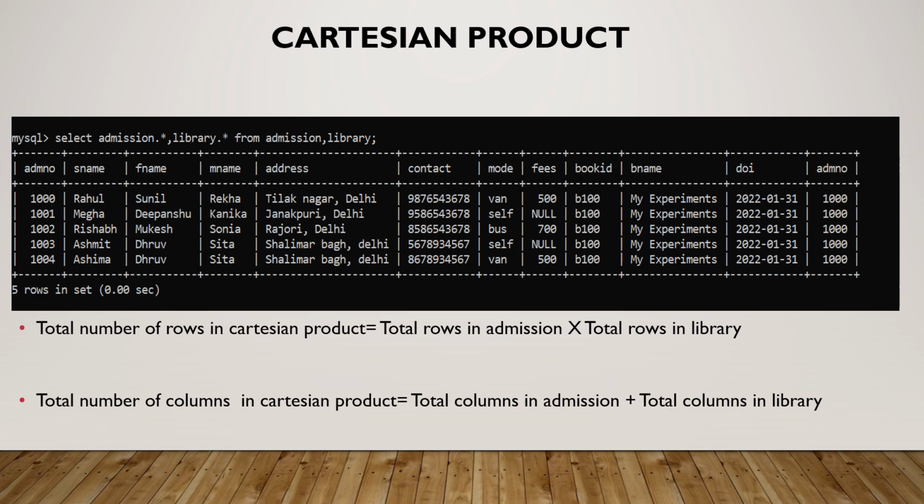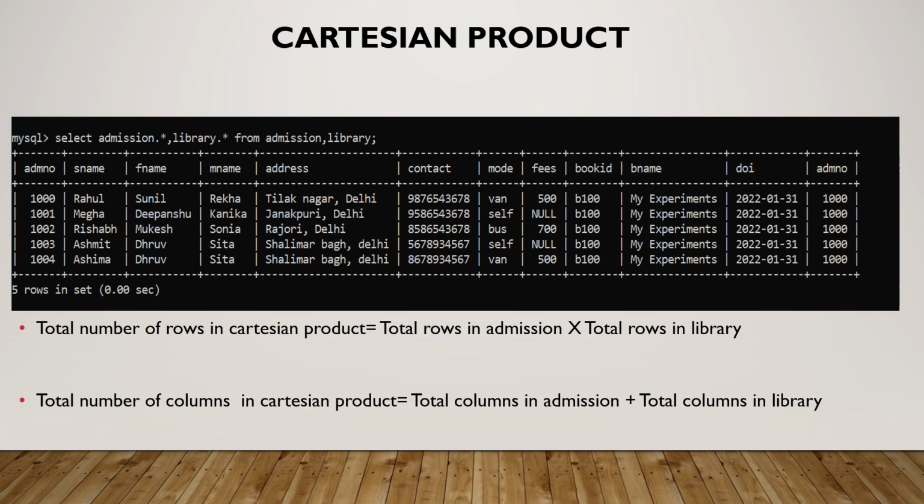Select the name of the table, dot star, please observe the dot operator carefully, comma, library dot star from admission, comma, library. After from, the names of both the tables will come. After select, we are writing admission dot star, library dot star, which is telling that all the fields of the admission table and all the fields of the library table are to be printed.